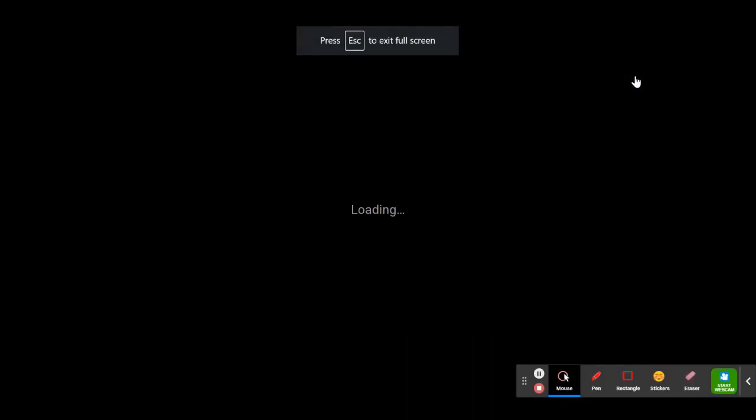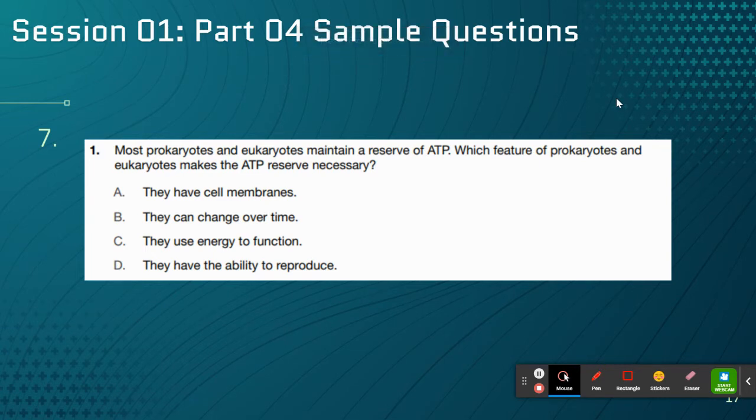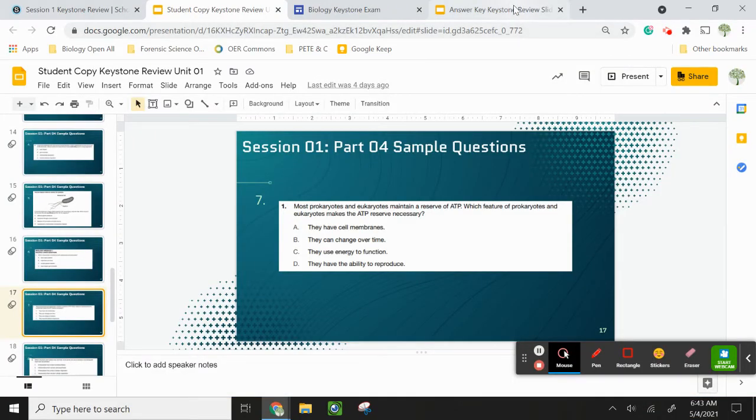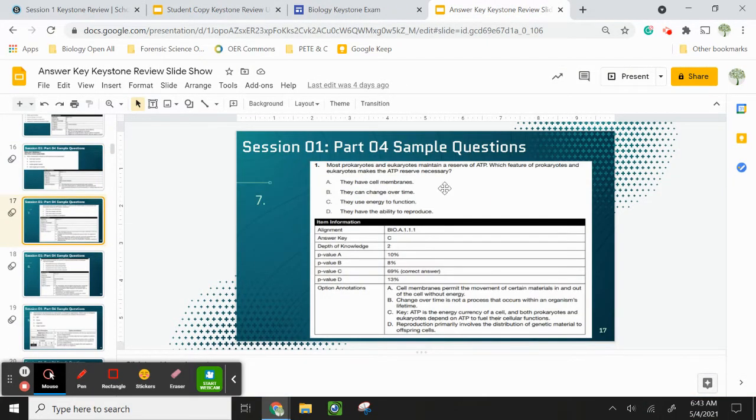Most prokaryotes and eukaryotes maintain a reserve of ATP. Which feature of prokaryotes and eukaryotes makes the ATP reserve necessary? So they have cell membranes, they can change over time, they use energy to function, or they have the ability to reproduce. Take a second, answer this on the Edpuzzle. Pause if you have to. Looking at the answer key.